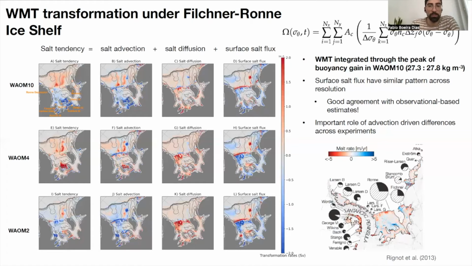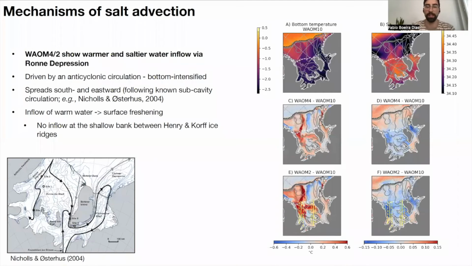But besides the importance of this quantitative difference in the surface salt flux contribution, the advective process also has a pretty big role in the difference across resolution. To investigate the mechanism of salt advection, look at the bottom temperature and surface salinity annual fields here. You find that as you increase the resolution from 10 to either 4 or 2 kilometers, you enhance the inflow of relatively warm and salty water via the bottom layers at the Ronne Depression in the west part of the Ronne ice shelf.